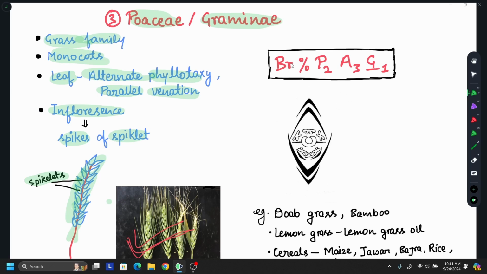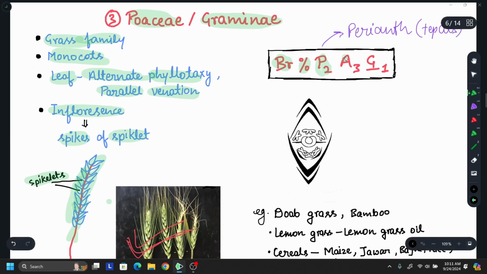Coming to the floral formula, we have bracteate present here, and zygomorphic condition. And P2, the reason it says P2 is because obviously the perianth is found here. Perianth, or you can say tepals, are found here. There are no petals and sepals, only tepals. Okay, there are 3 androecium, superior ovary obviously, and 1 ovary is found.